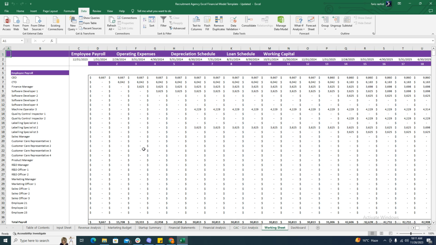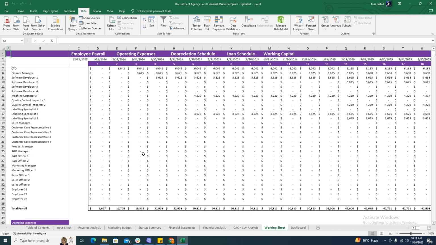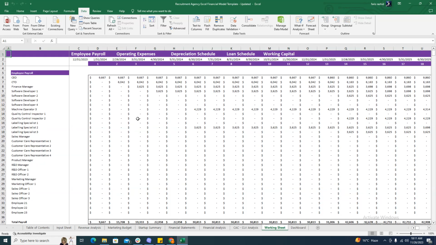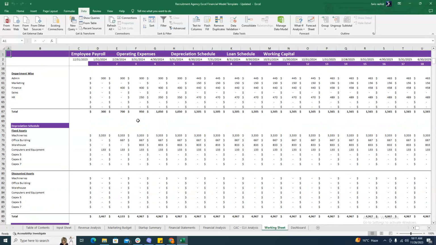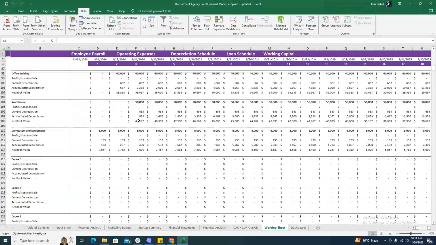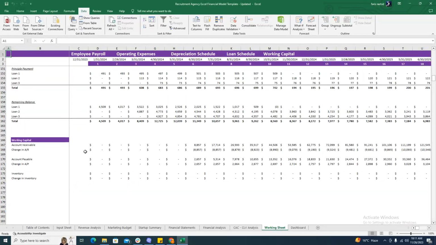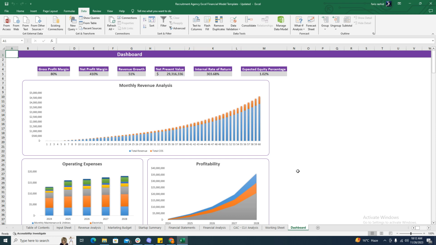Then comes the working sheet. The working sheet, as you can see over here, gives you different calculations which are being used in the previous sheets. This includes the employee payroll, operating expenses, depreciation schedule, loan schedule, and working capital calculations going up to 60 months. Lastly, comes the dashboard.